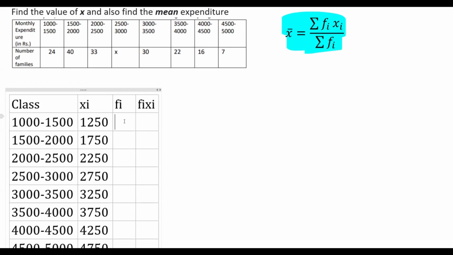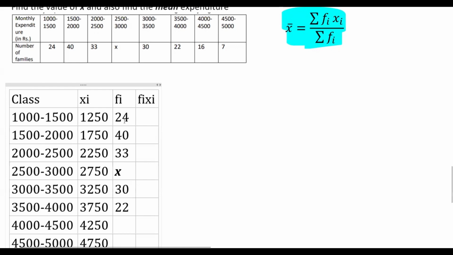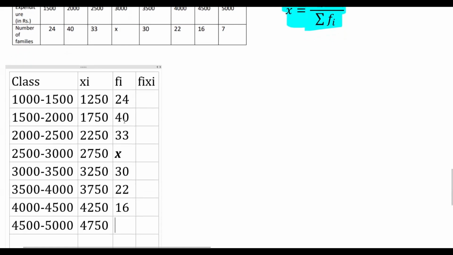number of families. That is 24. Then it is 40, 33. This is X, and this is missing, that we have to keep in mind. This is X. This is missing here. And then next is 30, 22, 16, and 7. Fi-Xi is what?